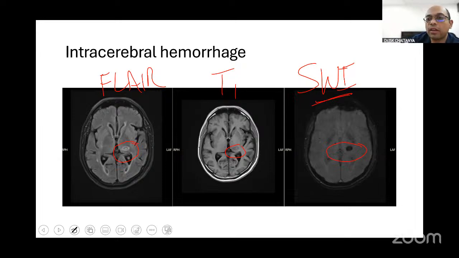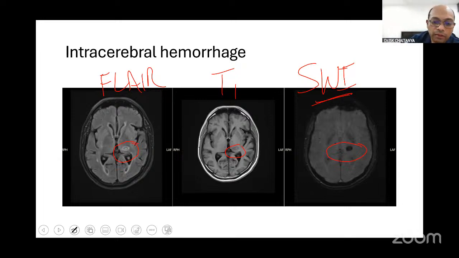As I said, CT is the best modality to identify a bleed, but when somebody presents within 1.5 hours, thinking of an ischemic stroke, and an MRI is done, we should not miss a bleed. So here SWI has helped us in identifying intracerebral hemorrhage.